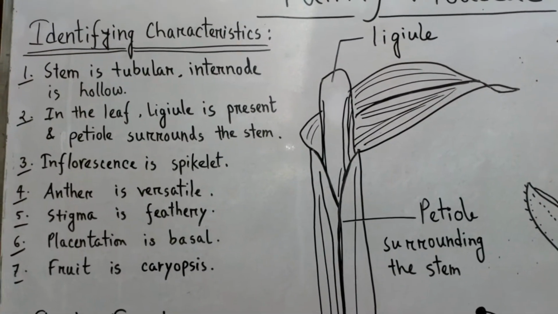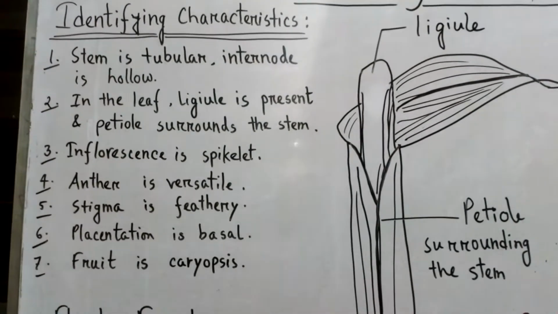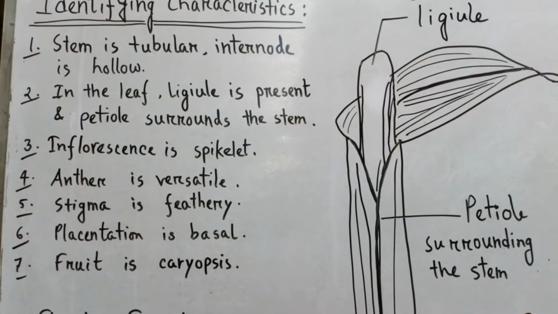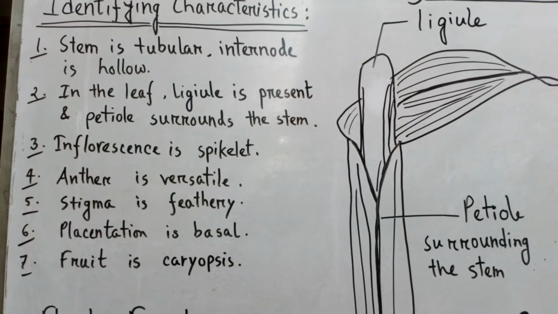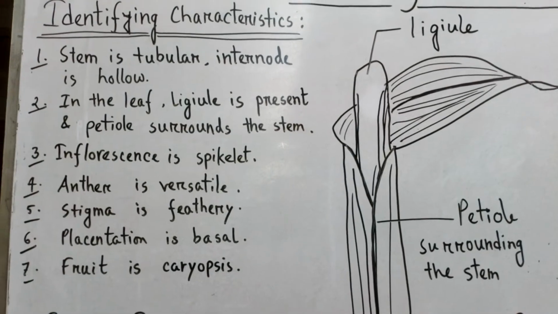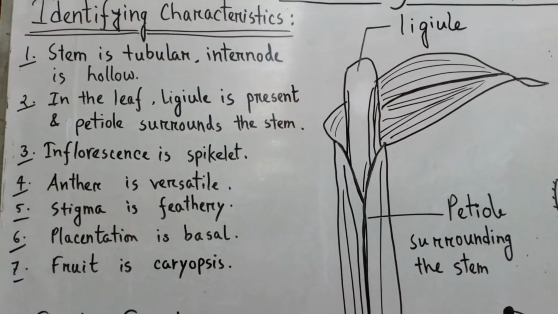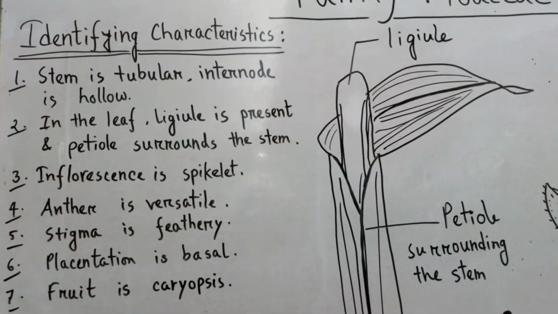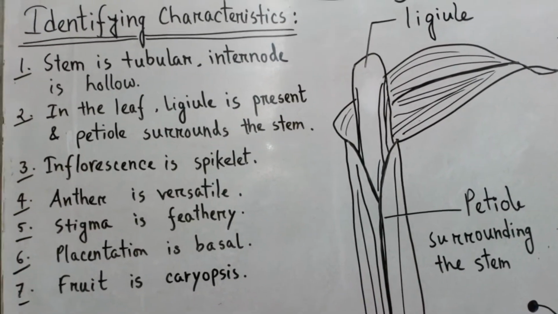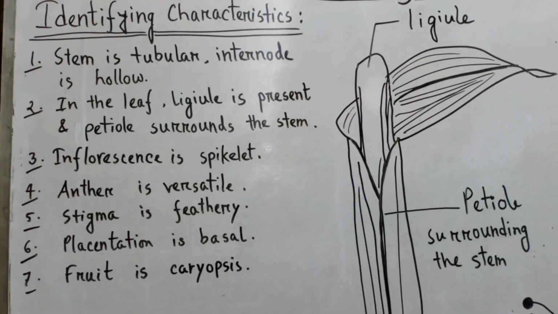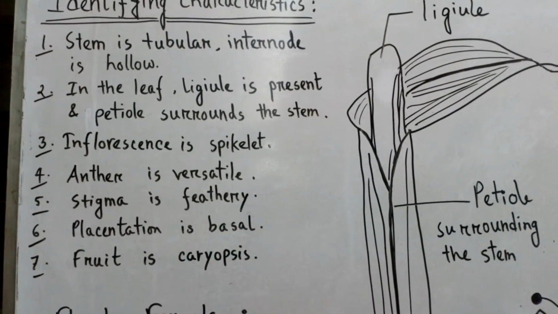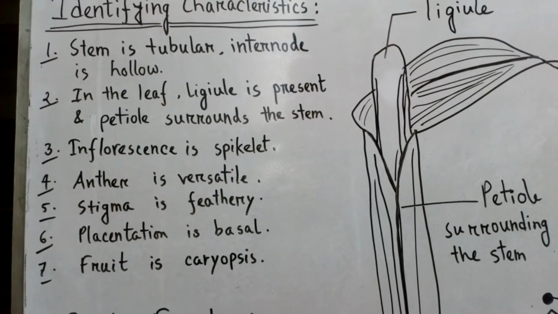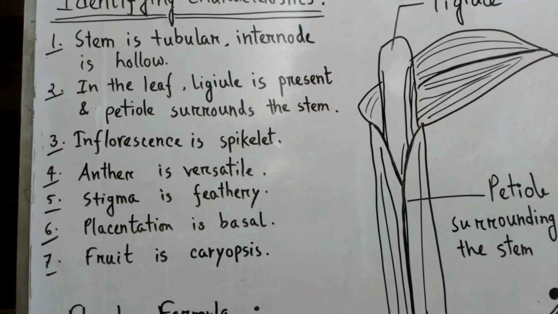The next characteristic is that the inflorescence is a spikelet. Do you remember what inflorescence is? When small flowers are arranged in a particular type of arrangement on the rachis, that is known as inflorescence. There are two types of inflorescence: one is racemose, another is cymose.